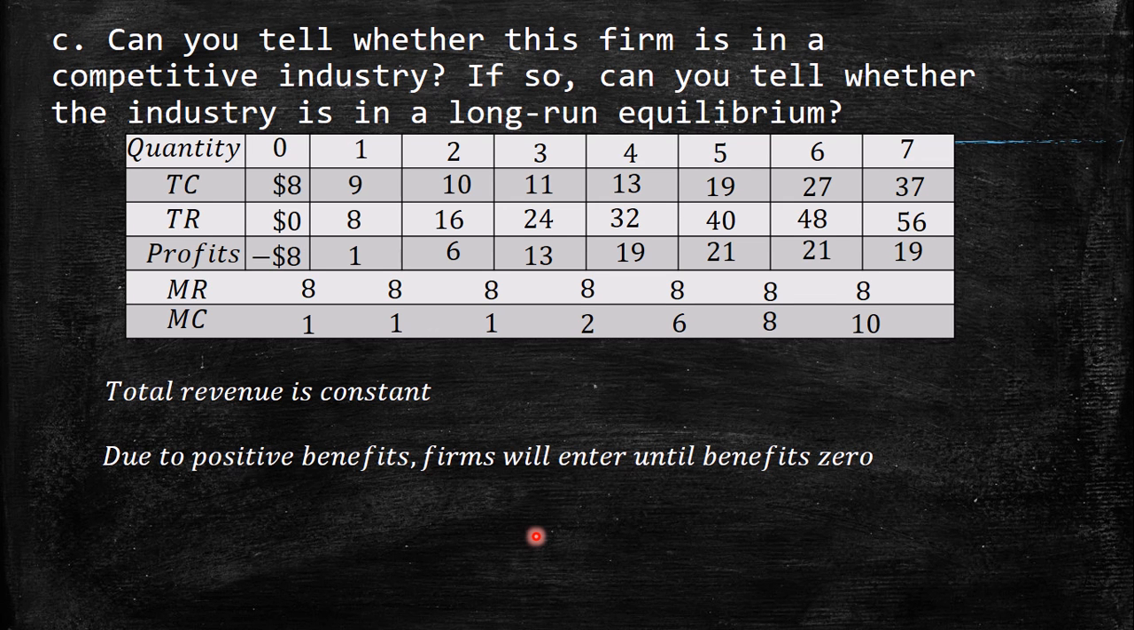Total revenue. Can you tell whether this firm is in a competitive industry? If so, can you tell whether the industry is in a long run equilibrium? So here, first, the total revenue is constant. As I said before, it means that this is a competitive firm. So there's not any change of that. And this is not the long run, because remember, in the long run, all the firms in the market are going to have zero benefits. So definitely this is not the long run.